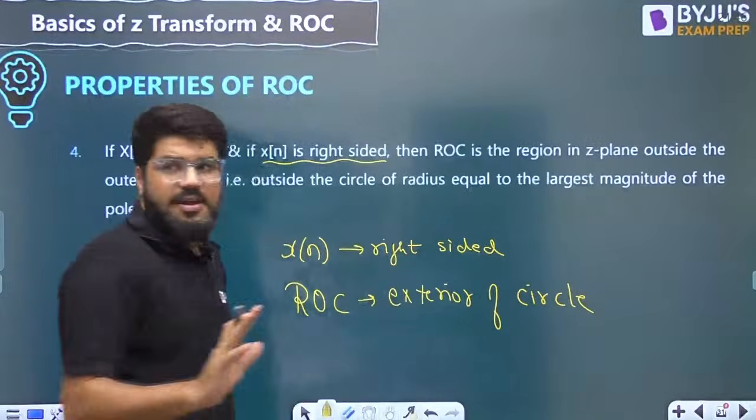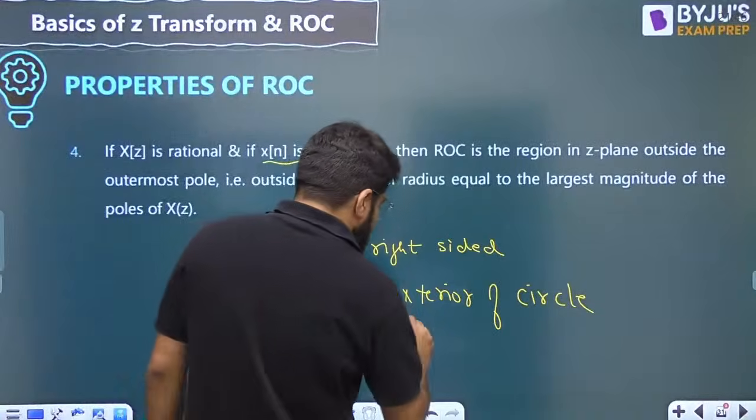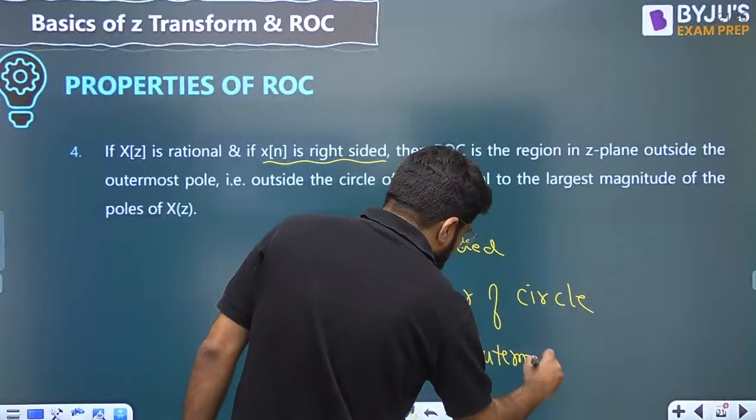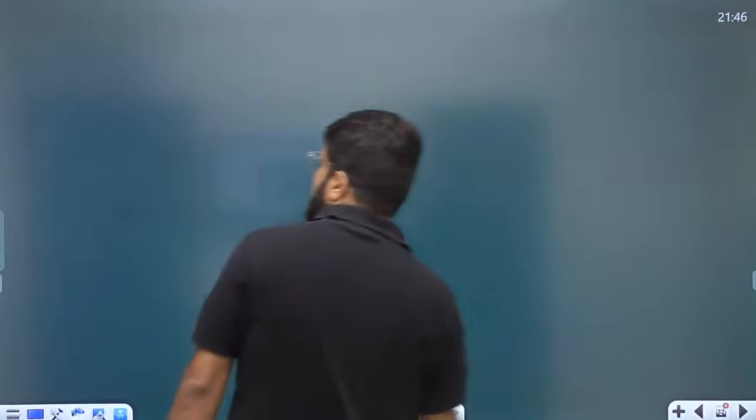ROC will be exterior. For a left-sided signal, interior. That is what is fixed. But exterior of what? Exterior of the largest pole, or I can say it as the outermost pole. For example, let me take one example here.